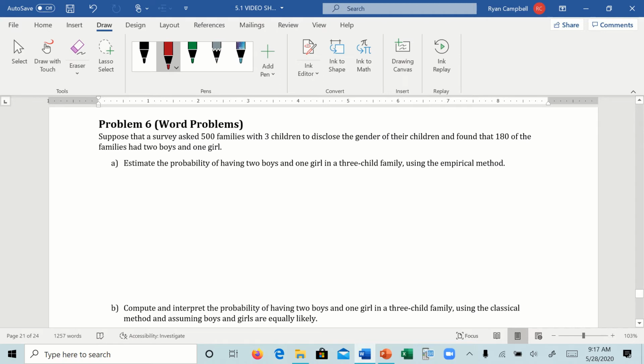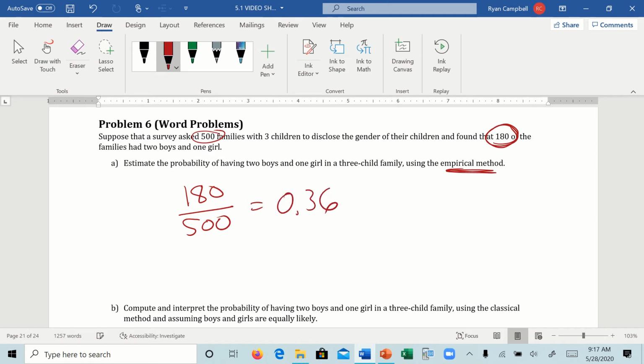So, using the empirical method means that we are looking at an observation. So the observation, right, 2 boys and 1 girl, was that it occurred 180 times out of 500 families. And when you divide that out, we get 0.36.